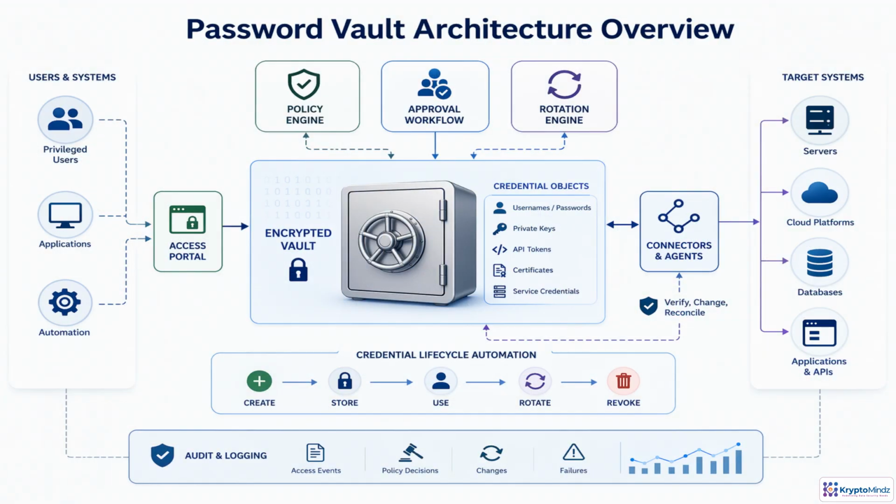A password vault is not just a place to hide passwords. It is the control point for privileged access. Users, applications, and automation request credentials through an access portal. The policy engine decides whether the request is allowed, and approval workflows add human authorization when needed. Inside the encrypted vault, secrets are stored as managed objects, including passwords, keys, tokens, and certificates. Connectors reach target systems to retrieve, verify, rotate, or reconcile credentials. Every request, decision, change, and failure is logged, creating evidence for monitoring, compliance, and incident investigation.